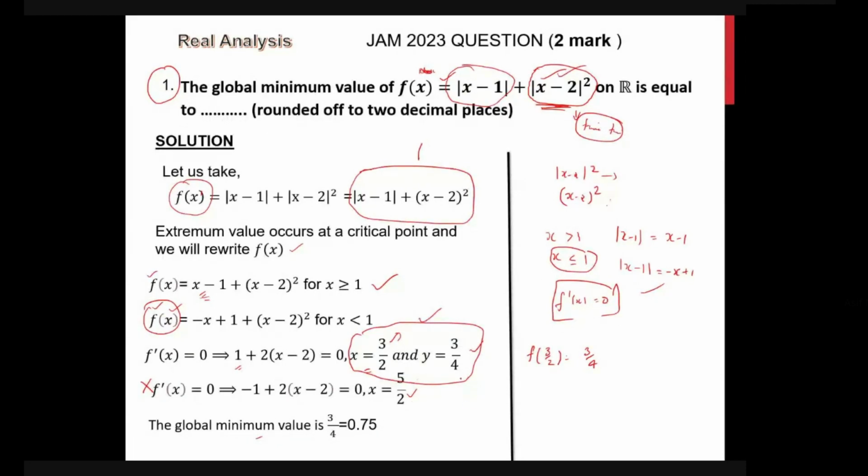There was a confusion while I was doing this problem. I first took 3 by 2, that means I took the critical point as the minimum point and wrote the answer as 3 by 2. Then I checked the answer key and saw 3 by 4. That might be confusing. The question asks for the global minimum value of f of x, not the global minima point. It's the minimum value, so you should be careful about that also. So the answer will be 0.75. Is it clear, right?